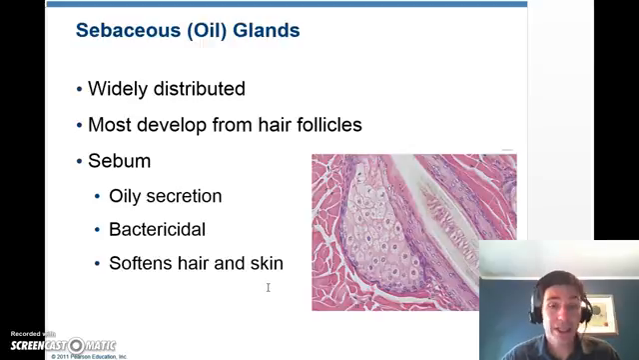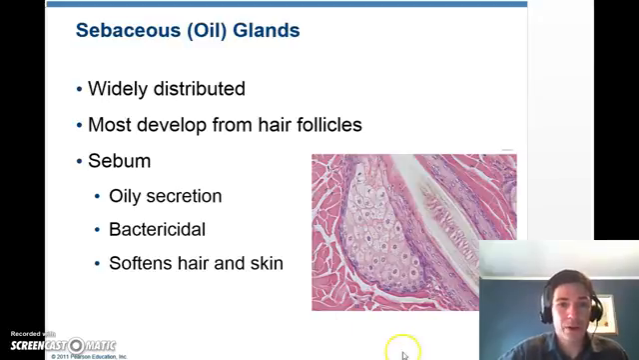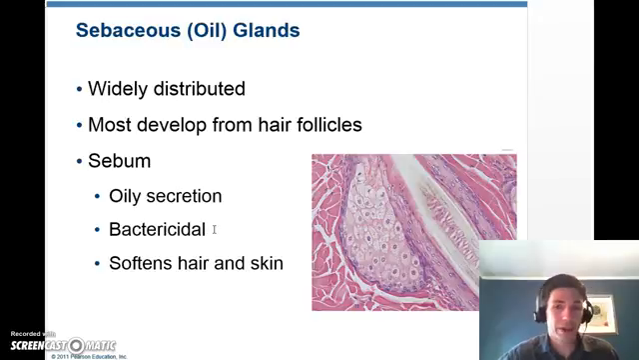Then your sebaceous glands, as we said in lab, are not sweat glands, they are oil glands. And you want to know that what they produce is called sebum, and it is somewhat bactericidal, so it helps keep too much bacteria from growing on your skin. And then it also softens the hair and skin. So it's actually part of your protective mechanisms. It keeps your skin soft so it doesn't crack, because whenever your skin cracks, that's a potential route for infection.